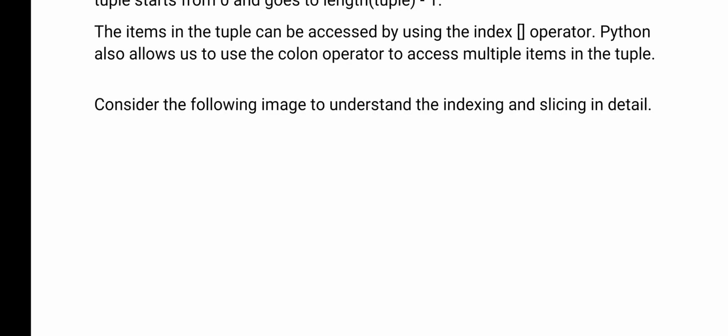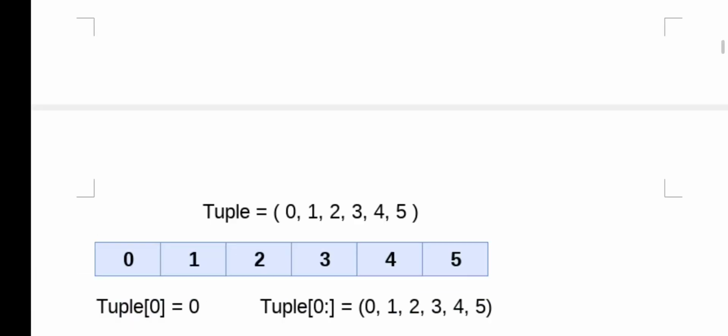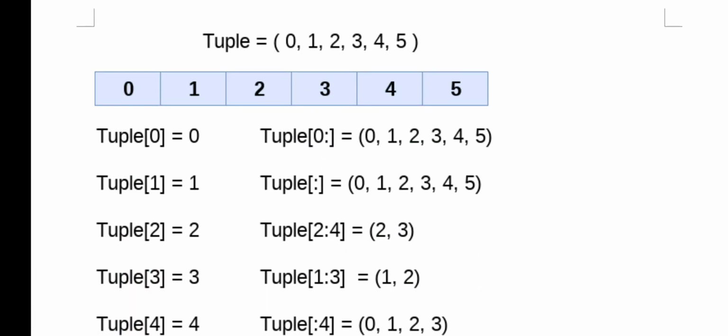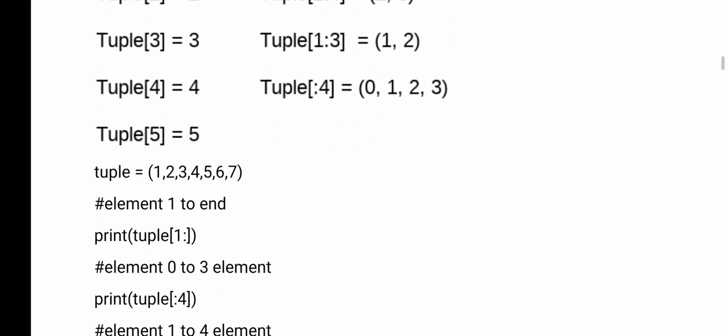Okay, now here you see we have a tuple 0, 1, 2, 3, 4, 5. So what is the total length of the tuple? How many elements are there in this tuple? 6 elements are there, and index number 0 is 0, index number 1 is 1, index number 2 is 2, index number 3 is 3, like that. So each and every element is identified with the index number.